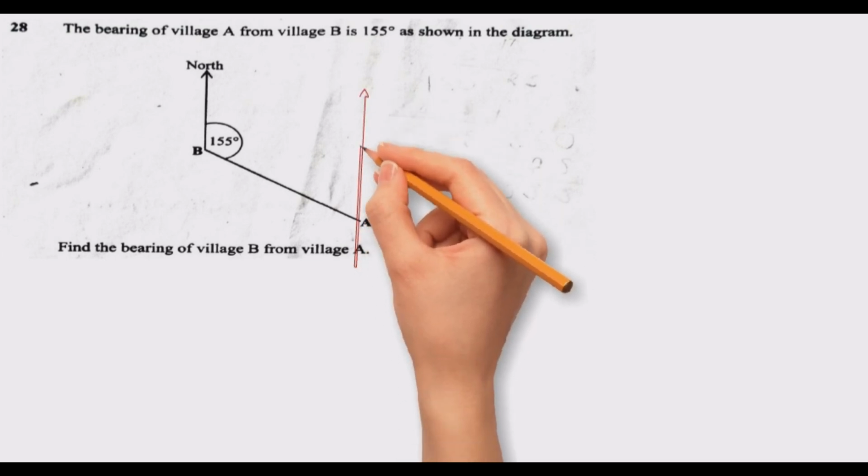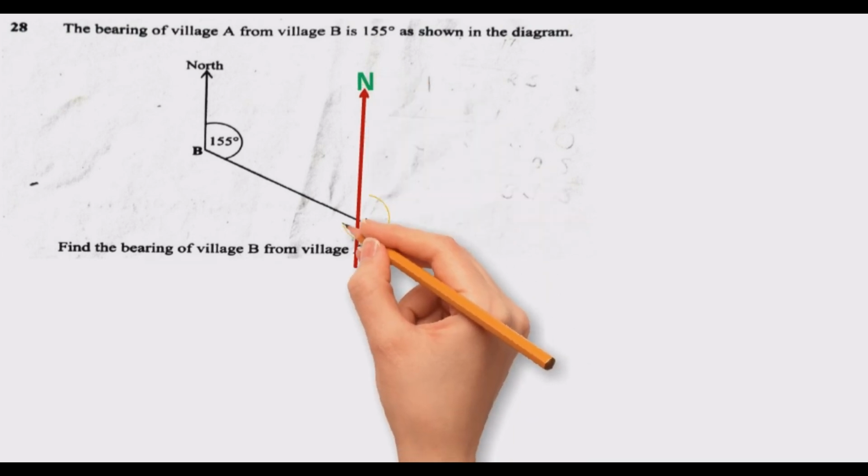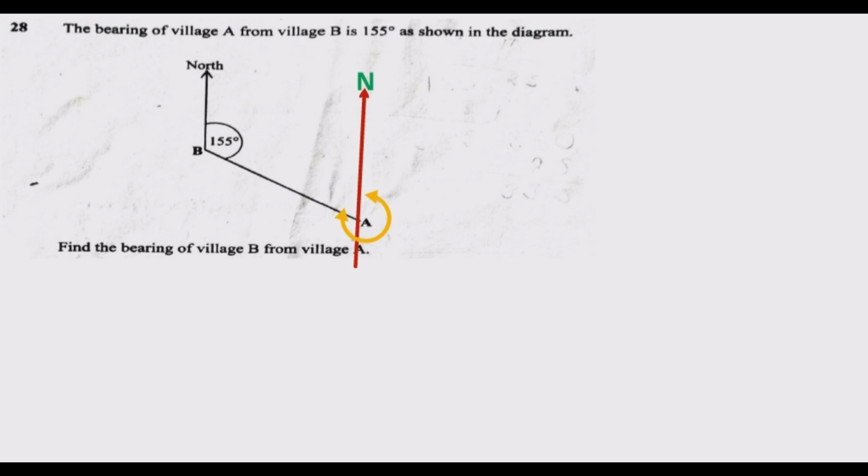I've already shown you the first method. The second one is this one. We're going to do the same thing we did: draw the north line. Once we have drawn the north line, we identify the bearing of village B from village A, and that is the bearing. I'm sure you're aware of it.